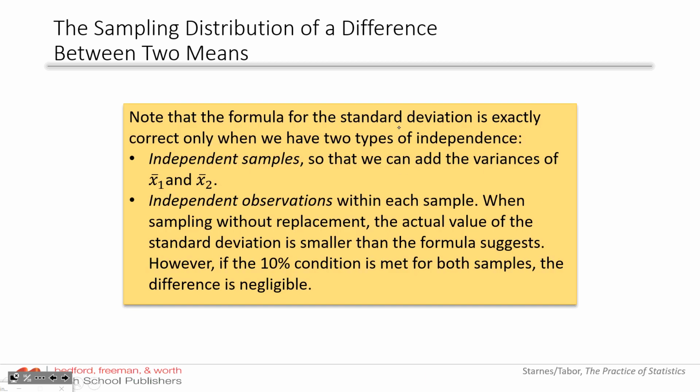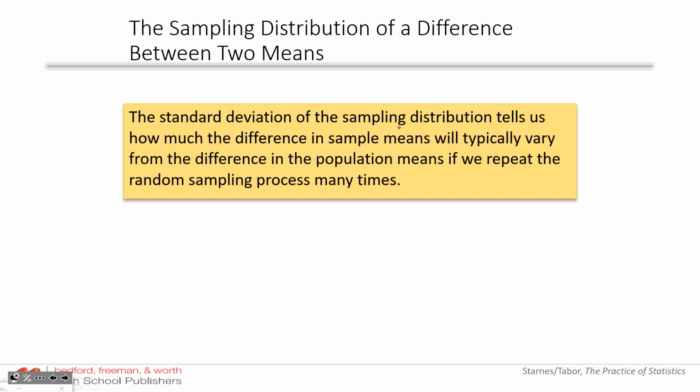Okay. So just a couple quick notes on conditions. Remember, we talked about how conditions are really one of the most important parts. We need independent samples. So we need an independent sample from independent populations, and we need independent observations within each sample. So in other words, the 10% condition needs to be met. And then this is just quickly our interpretation of standard deviation. The standard deviation interpretation for the difference between two means is exactly the same as it was for the difference between two proportions. So read this, make sure you understand what it's saying.